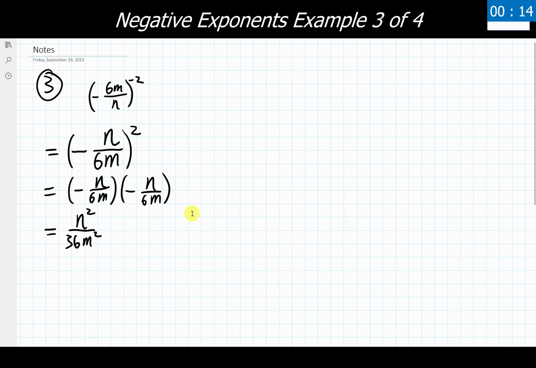I always look to see if I can reduce anything down, but I can't because I have two variables that are different. One's an n and one's an m, so I can't simplify this any further, and I now have my final answer.